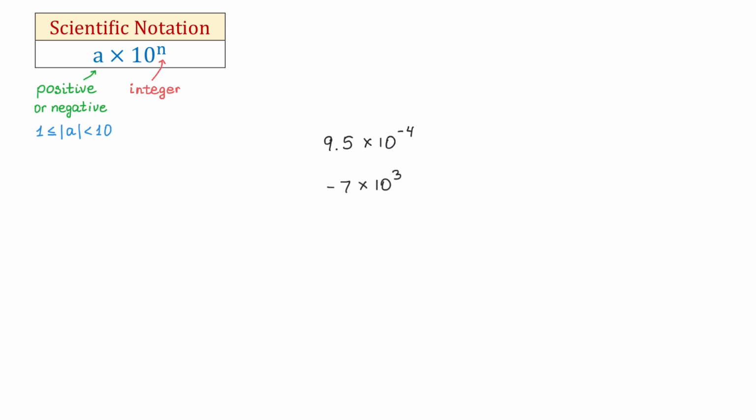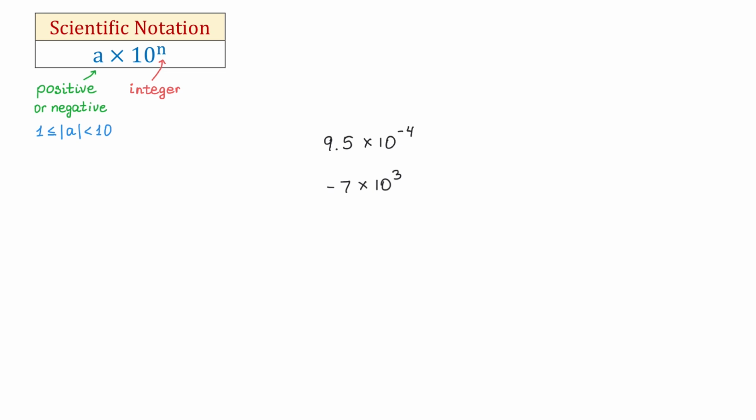In both these examples, the absolute value of each of these numbers is greater or equal to 1 and less than 10. And absolute value means the positive of a number. So the absolute value of 9.5 is still 9.5, and the absolute value of negative 7 is 7. Also, in both examples, the exponents are integers, so we can say that both these numbers are in scientific notation.